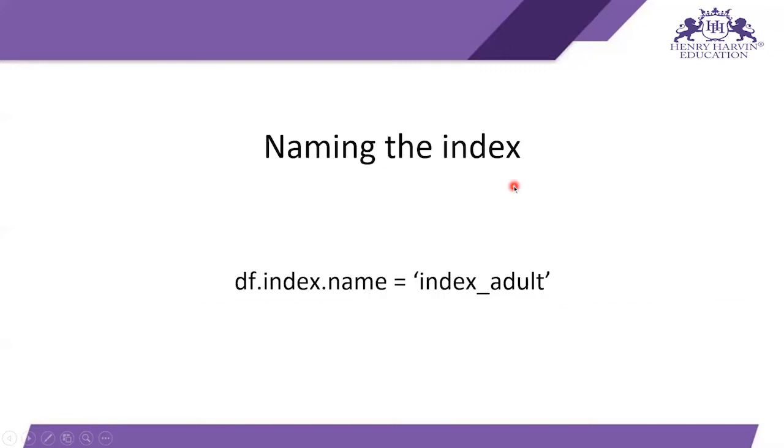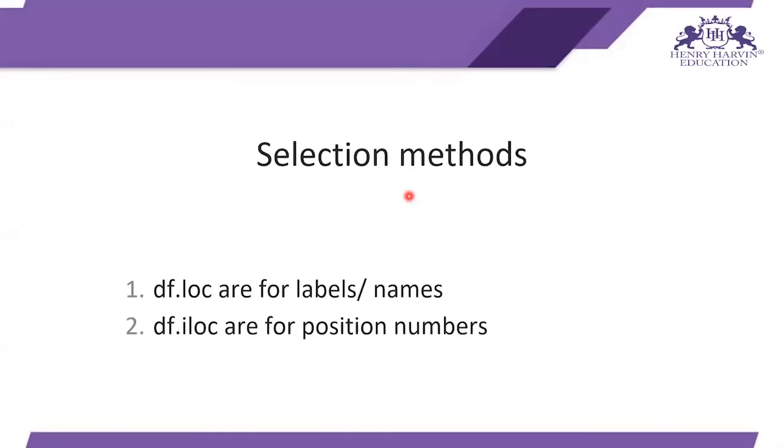First of all, if you load the dataset and have a data frame in Python, you can name that index as df.index.name equals index_adult, or any other name. Here I type an arbitrary name, index_adult, but you can type any other name that you want. Once you name your index as your desired name, we go to our next part, which is selection methods.